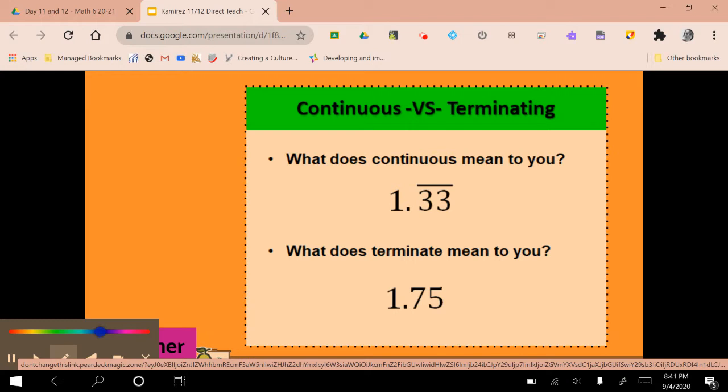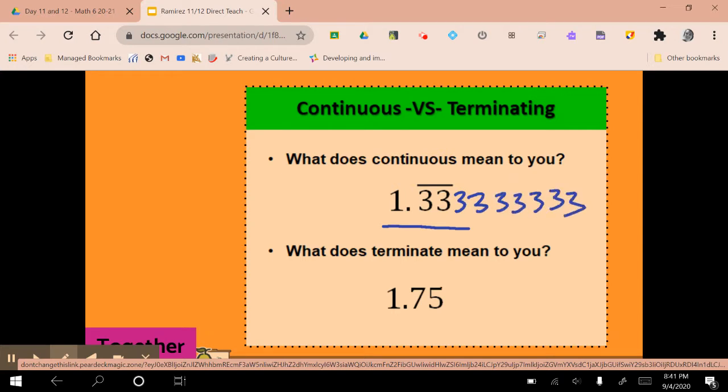And how we annotate that, or how we write that, is with a line above the numbers like we see here on 1.33. That line above the 3 means that that decimal is going to go on forever. So the 3 is going to keep repeating forever. But to make our writing a little bit shorter, we put 1.33 with a line above it, so we don't have to write a bunch of 3s.